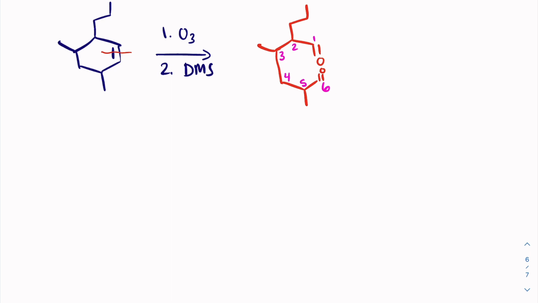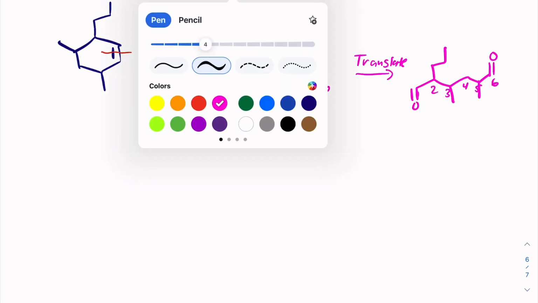So I got 6 carbons. So I'm going to translate that. 1, 2, 3, 4, 5, 6. So 1, 2, 3, 4, 5, 6. On carbon number 1, there's just a double bond. And then if you wanted to draw the hydrogen, you could. I won't. On carbon number 2, there is a propyl, 1, 2, 3. Carbon number 3, there's a methyl. On carbon number 4, there's nothing besides 2 hydrogens. On carbon number 5, there's just a methyl. Then on carbon number 6, there's just a double bonded O. And so there's what the product would actually look like. Okay, so this is a cyclic ozonolysis.